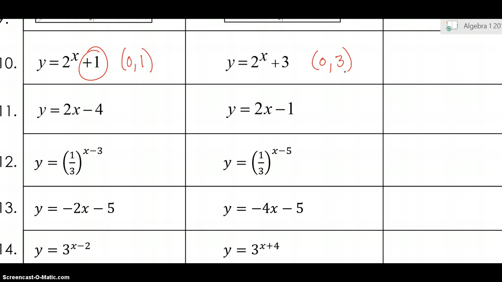How does it shift from graph A to graph B? Up 2, yes?